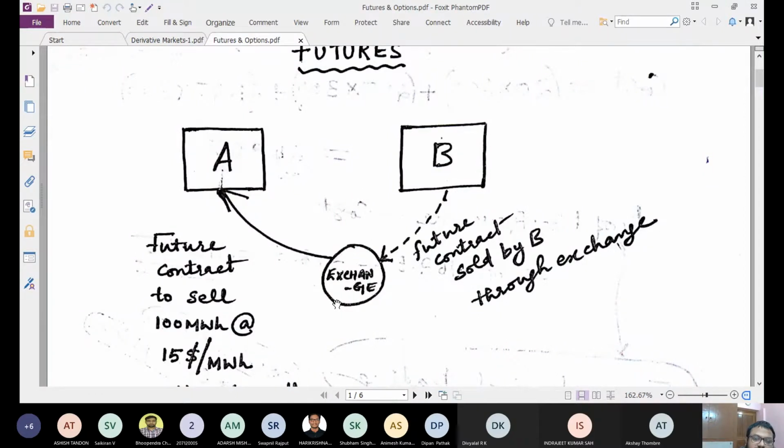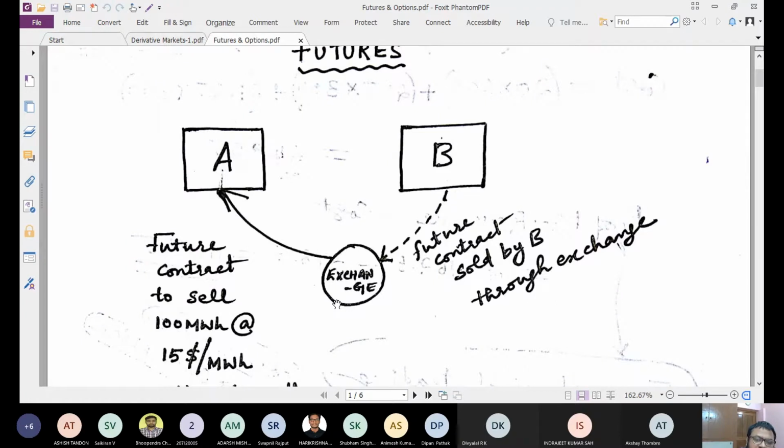The price of energy, if it goes down in future, then it's a risk for him. And on the other hand, for the buyer B, if the price goes high in future, it's a risk for him, right? So what participant A does is that he buys a contract to sell 100 megawatt hours at $15 per megawatt hour in the future at some time period. The time period will be mentioned in the contract.